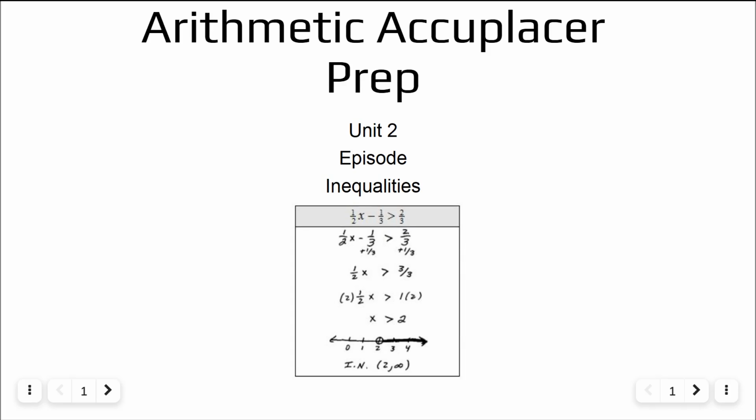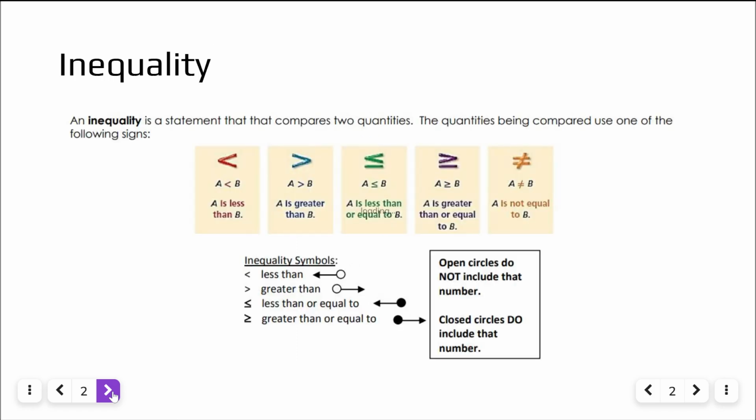Today we're going to be talking about inequalities, something that you've learned before and worked with many times. So let's get started and we'll see how this goes.